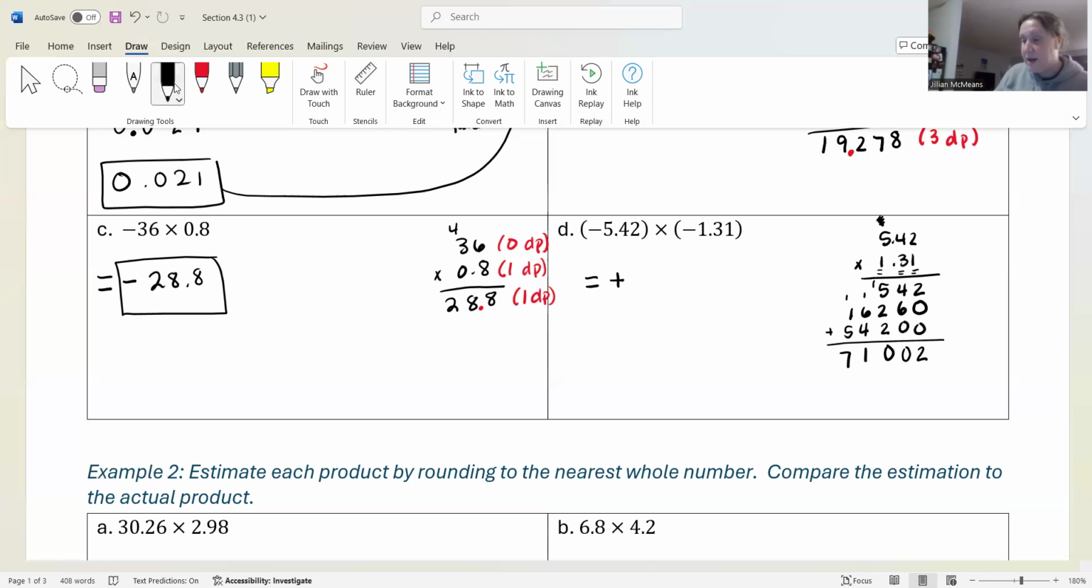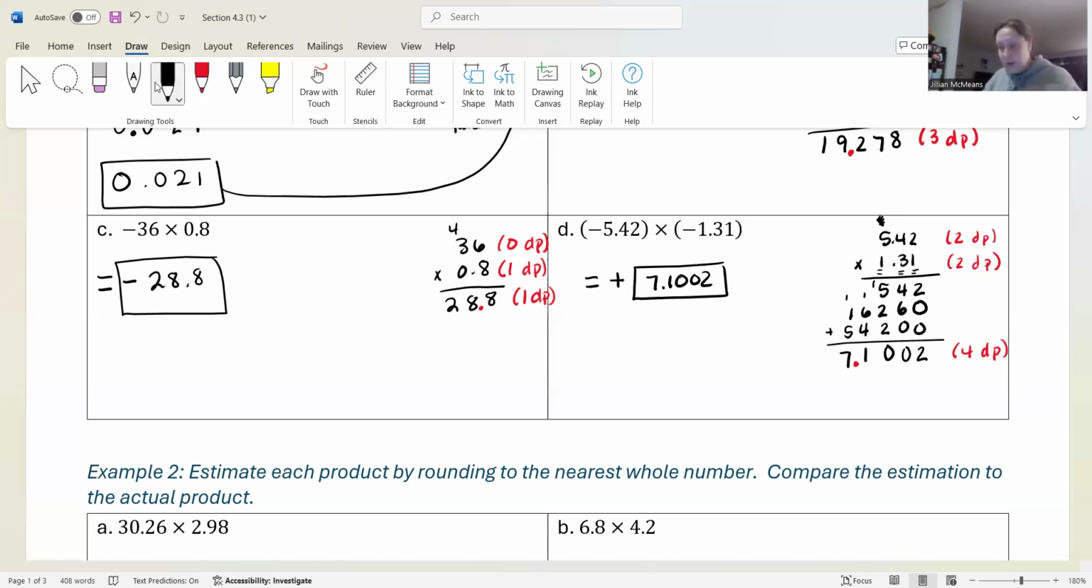And now we have to figure out the decimal places. So 5.42 has two decimal places. 1.31 has two decimal places. The sum of that is four decimal places, and that tells me how many decimal places I need in my final answer, my final product. So I need to go back and create four decimal places. So negative 5.42 times negative 1.31 is positive 7.1002, or 7 and 1,002 ten-thousandths, which is kind of a mouthful.